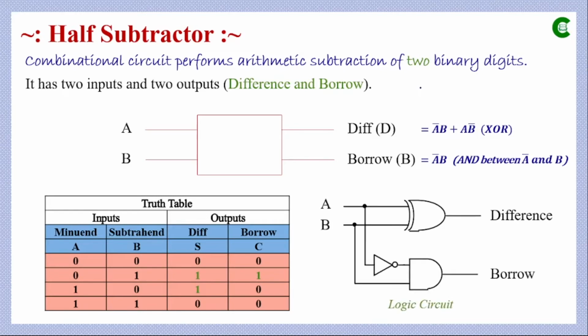Now this is the logical circuit. This will give us A complement, and the output of this AND gate will be A complement B. And the output of this two-input XOR gate will be simply A XOR B.